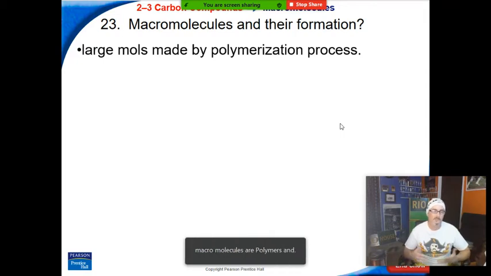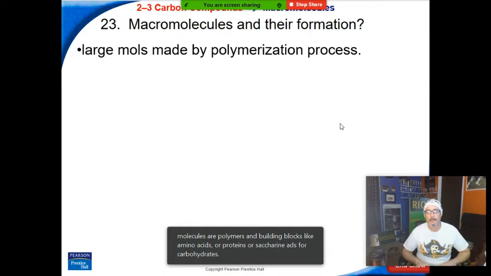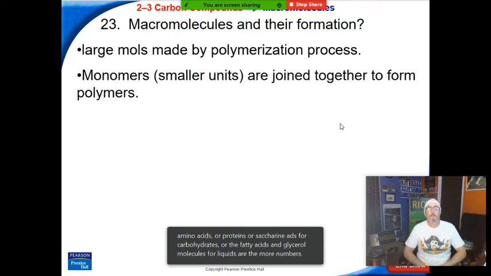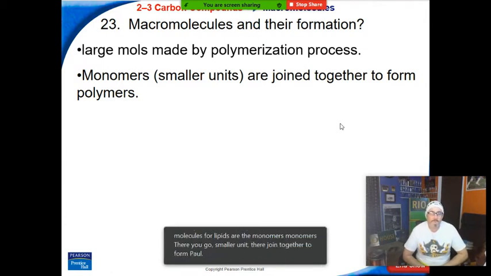And building blocks like amino acids for proteins or saccharides for carbohydrates, or the fatty acids and glycerol molecules for lipids are the monomers. Monomers, there you go. Smaller units, they're joined together to form polymers.